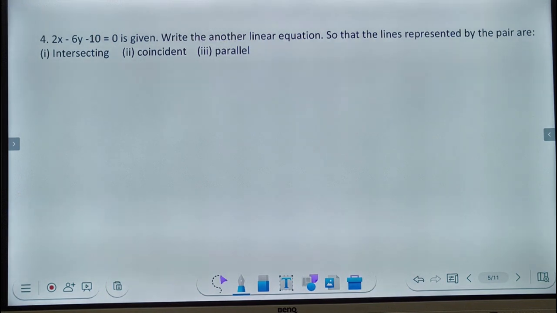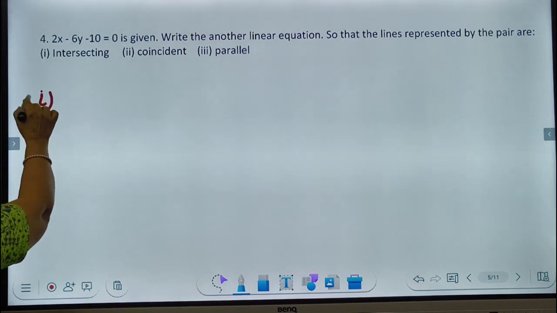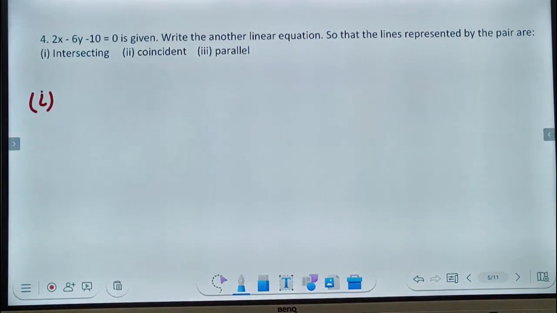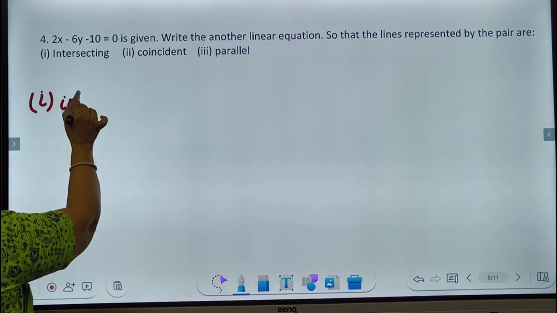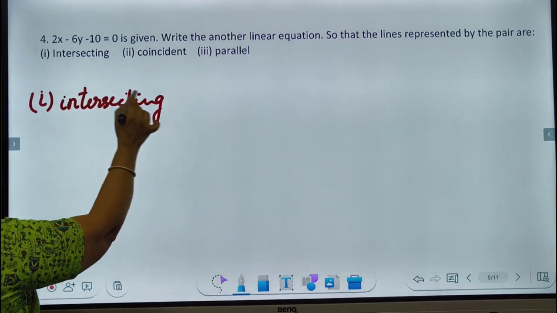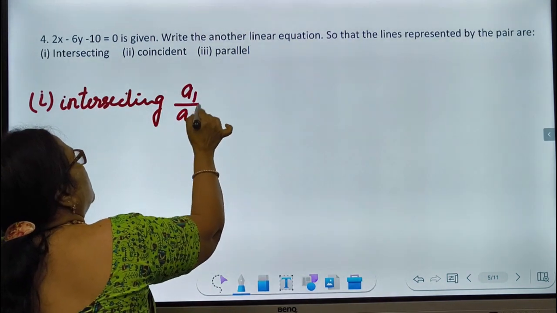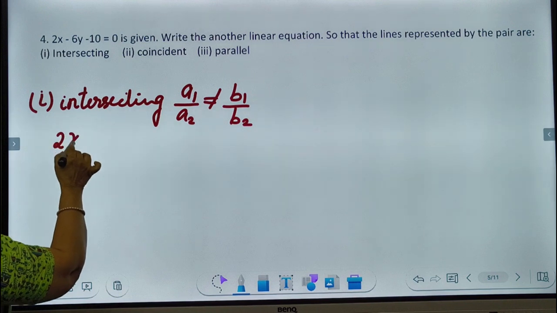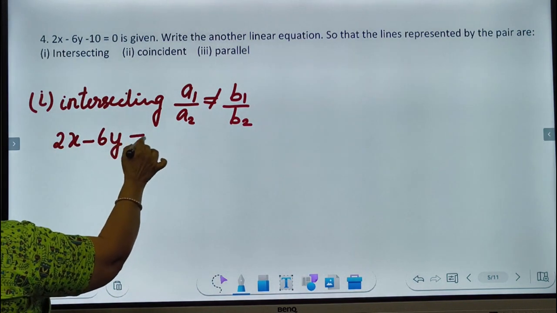Now, next problem. One equation of a straight line is given. You have to give an example of another linear equation so that the lines represented by the pair are, in the first case intersecting, in the second case coincident, in the third case parallel. So first case, the lines have to be intersecting. So what is the condition? A1 by A2 not equal to B1 by B2. So what is the first line given? 2x minus 6y equal to 10.